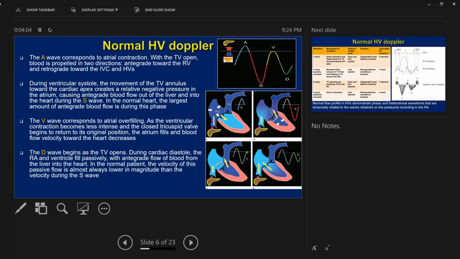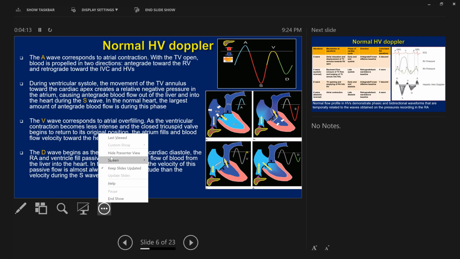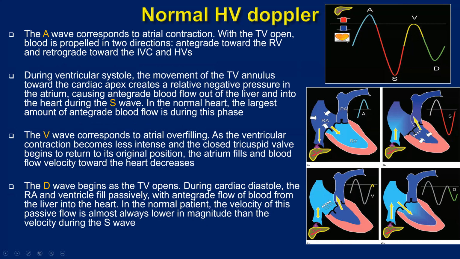First of all, we have antegrade waves and we have retrograde or backward waves. Let me maximize this one. Okay, so the first wave is the A wave. What is the mechanism of the first one, the A wave? The A wave corresponds to atrial contraction.